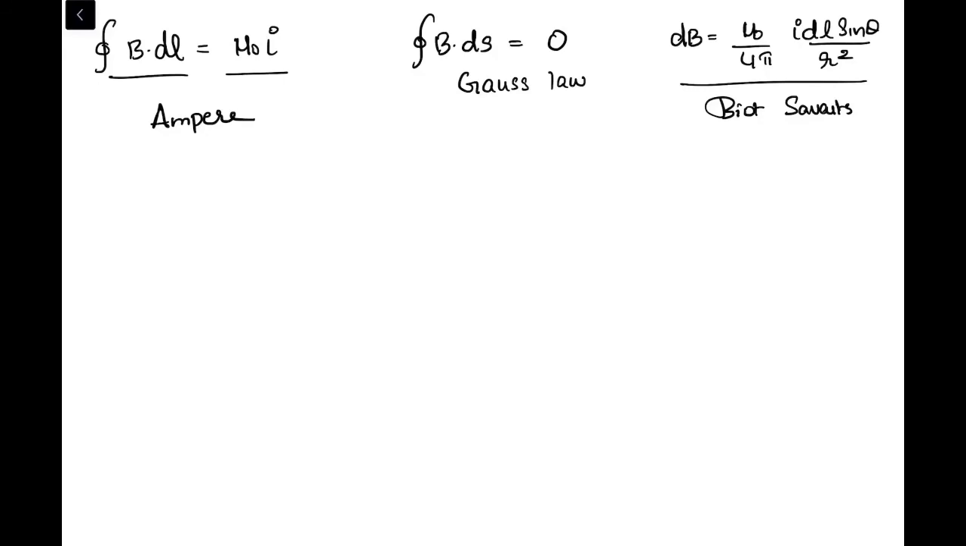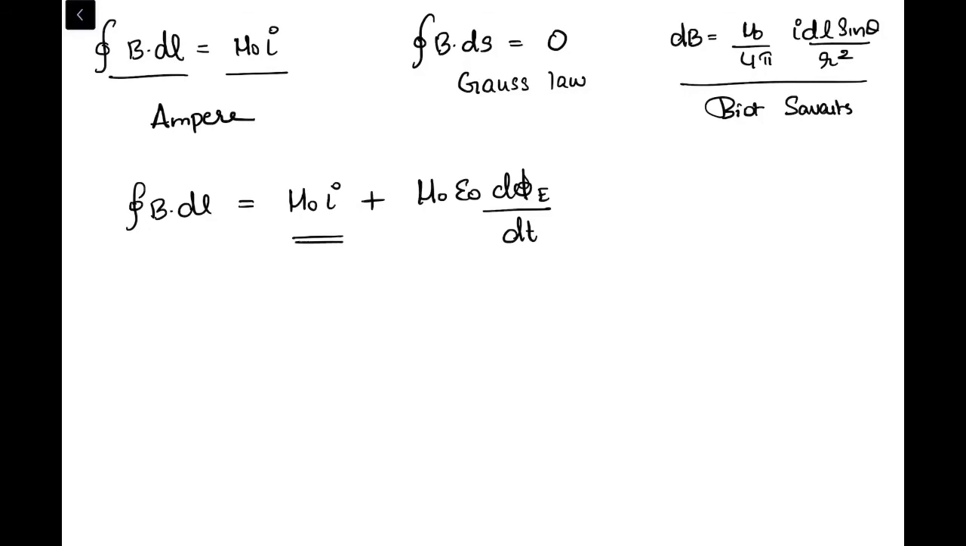Now Maxwell corrected that equation as the closed-loop integral of B dot dl, the magnetic field over a closed loop, is equal to mu 0 times I, plus there is an extra factor which is mu 0 epsilon 0 d phi by dt, and this flux is electric flux. So a varying electric field is actually creating magnetism. So magnetism from electric current and changing electric field, that is what we are writing here. Magnetism due to electric current and varying electric field.